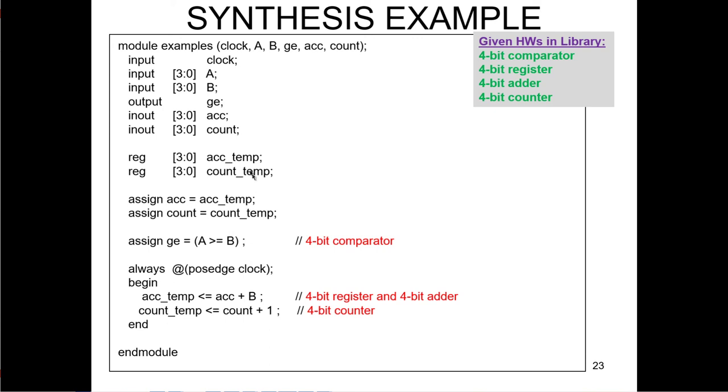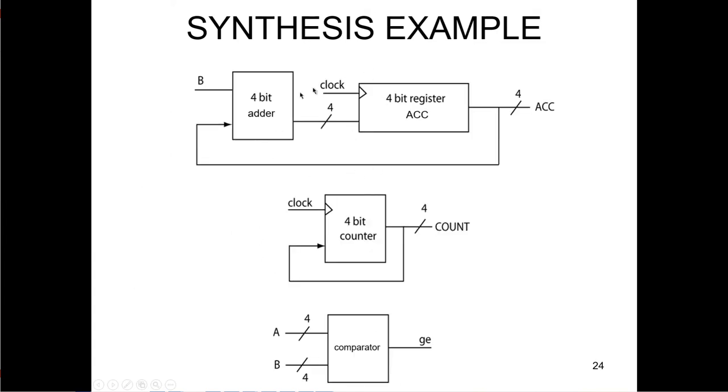Now part of this is because these are going to be wires, and on the left side you have to have registers, so that's why we use these temp registers. So the synthesizer is going to go out and grab a 4-bit comparator for this. It's going to grab a 4-bit register and a 4-bit adder for this, and a 4-bit counter for that. So that's basically how the synthesizer assigns this functionality that's stored in the library as it looks at this code. Okay, and here basically is what it looks like. So we have a 4-bit adder and a 4-bit register, so we need this to implement that part. The 4-bit counter is here, and then here's the comparator, which in this case generates the greater than or equal.